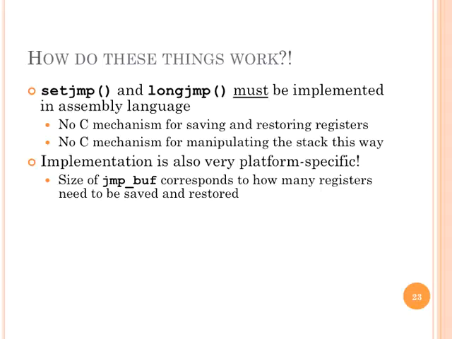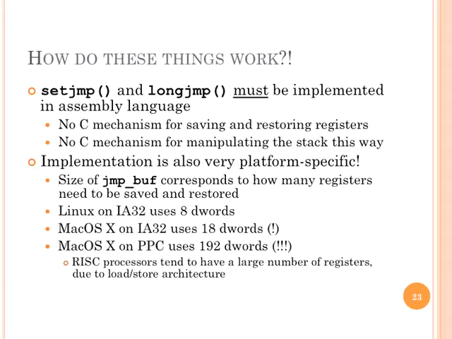And this implementation is very platform specific because obviously it depends on what registers I need to save. Is it callee save, caller save, how many registers do I want to preserve, and so forth. These are some examples. Linux on IA32 uses 8 D words, so it has 8 spaces for storing things.